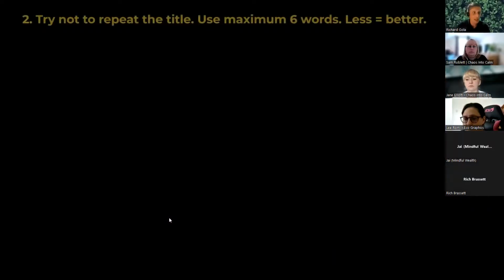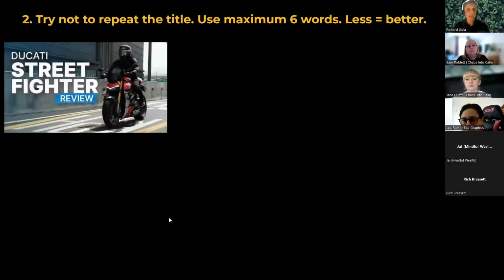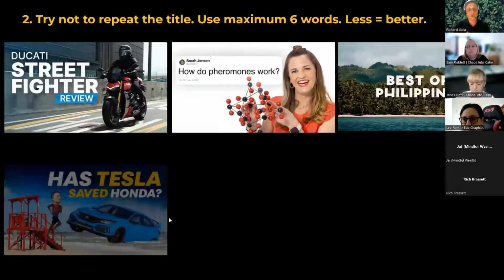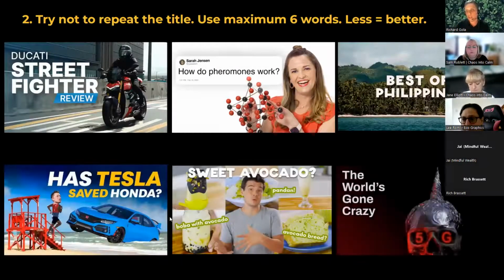The next thing, the second thing, is try not to repeat the title. Use a maximum of 6 words, fewer is better. We don't want to repeat the title in the thumbnail. We want it to be very short. Some kind of emotions, even in the titles, can be used, not only in the facial expression but also with the words that you are using. Fewer words are better for the viewer and better for you guys. The rule is you don't repeat the title.